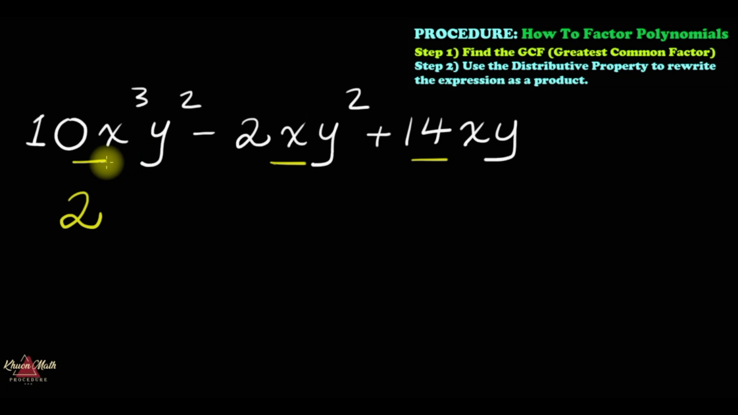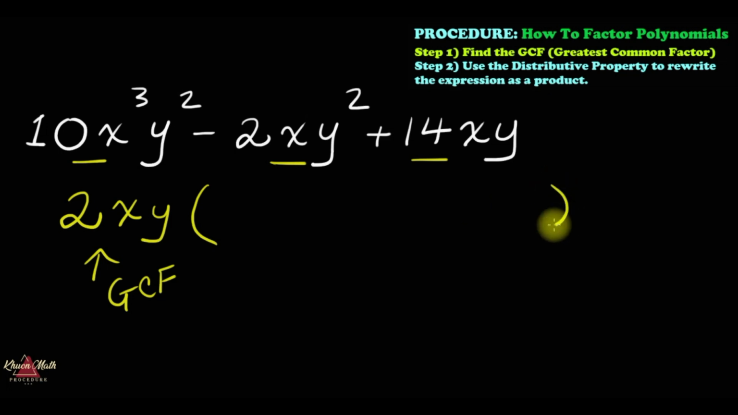And then x cubed, you got x cubed here, x, and then an x. So you're going to be able to pull out an x. And then y squared, y. So you're going to be able to pull out a y. So that is going to be right here. That's your greatest common factor. So let's see what we have left. Okay, so step 1, we found the greatest common factor.